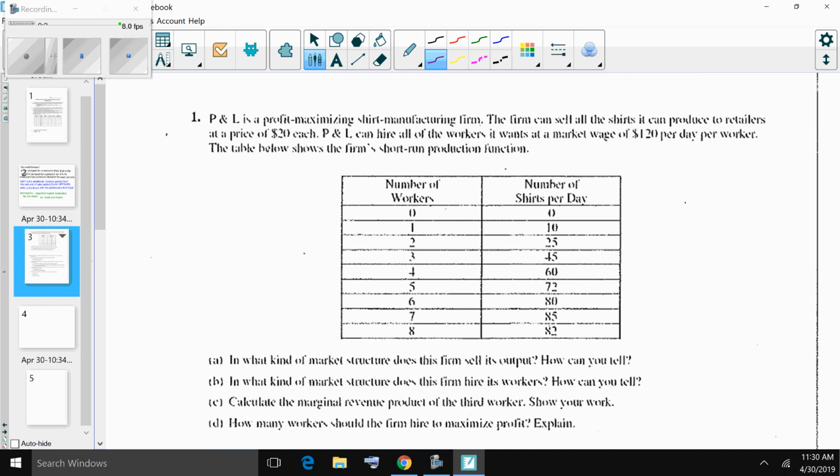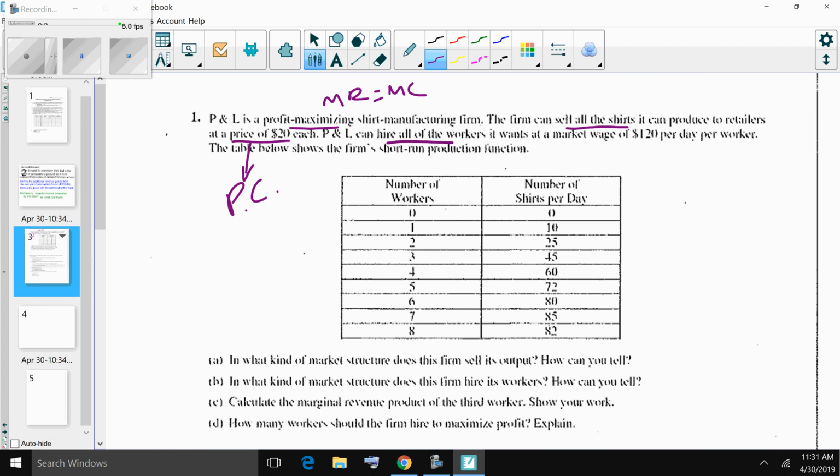Okay? They are profit maximizing. So you know they are going to produce where MR equals MC. You already know that. They can sell all they want at the price of $20. So you know that means it's perfect competition in the product market. They're selling all they want.